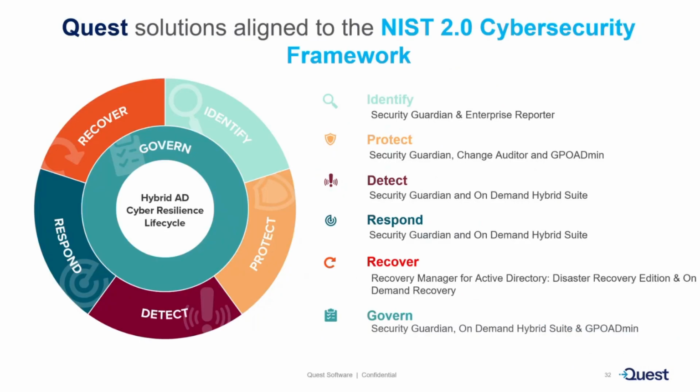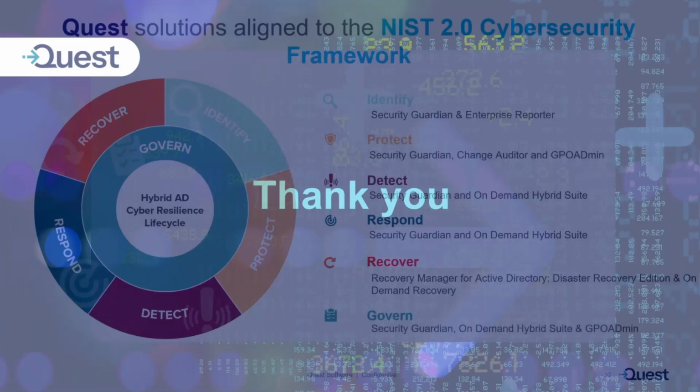Okay, so very quickly about the NIST framework. Identify: the products which can help you are Security Guardian and Enterprise Reporter. To protect: Security Guardian, Change Auditor and Group Policy GPO Admin. To detect: Security Guardian and On Demand Hybrid Suite. To recover: Recovery Manager for Active Directory, On Demand Recovery and Disaster Recovery for Identity. To govern: Security Guardian, On Demand Hybrid Suite, and GPO Admin.